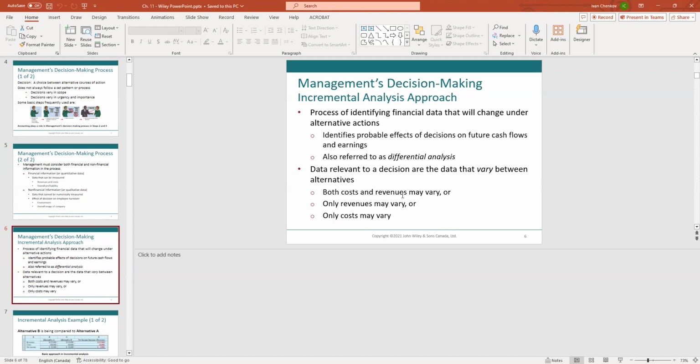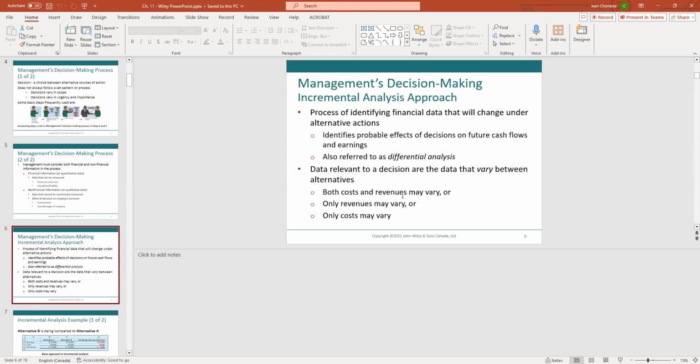Well, we can use the incremental analysis approach. What's the incremental analysis approach then? The process of identifying financial data that will change under alternative selection is called incremental analysis. So basically, we're not preparing the entire report. We're just chasing the changes. Currently this is the situation. If we do this, what's going to change?